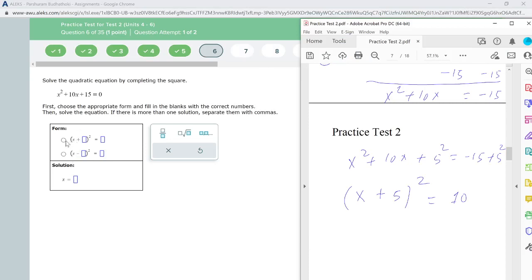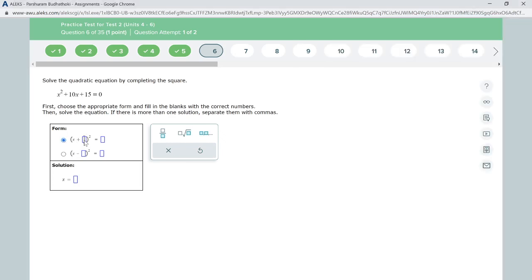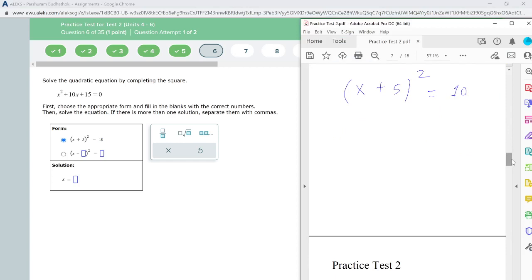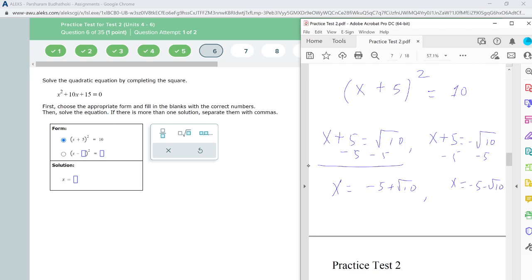So the rest is, you just have to solve this equation, but there are two questions we need to answer here. The first one is, just copy this: (x plus 5) squared equals 10. That's the first one. And the second one, to solve this equation, just use the square root property. It gives you x plus 5 equals square root of 10. That's one answer. x plus 5 equals negative square root of 10. Now, if you subtract 5 from here, that gives us x equals negative 5 plus square root of 10, x equals negative 5 minus square root of 10.